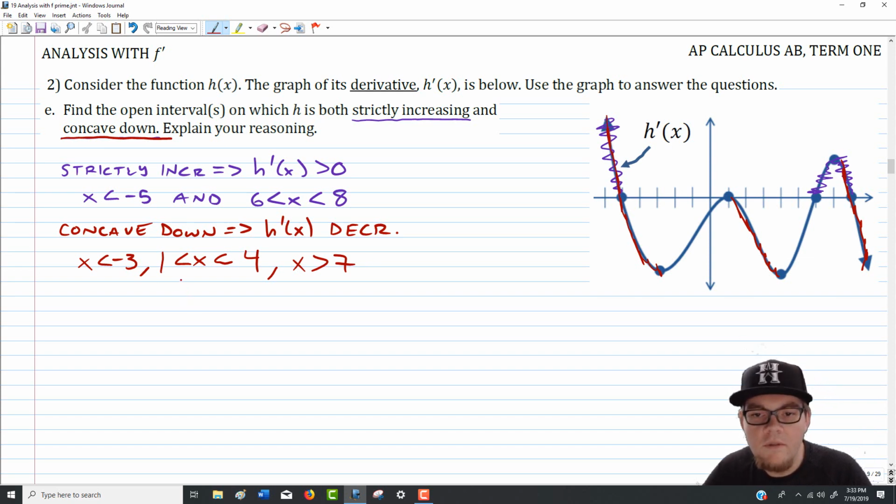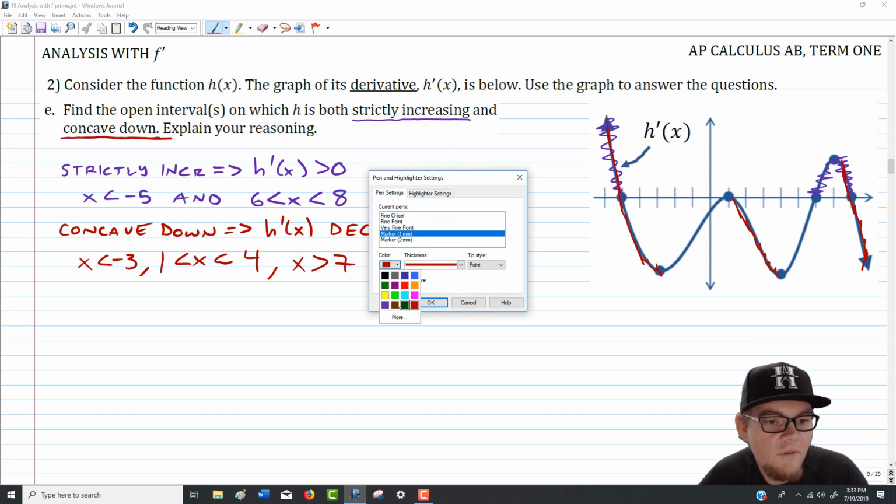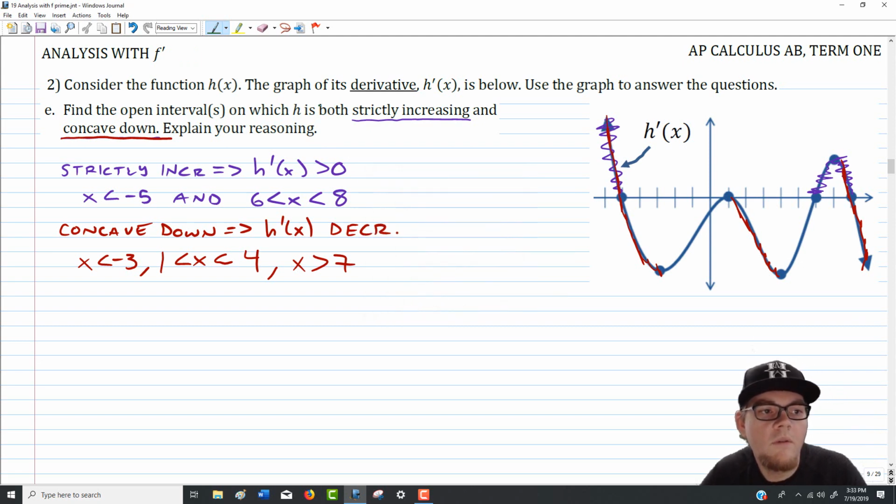So that's good stuff, that's a good start. But our problem here is that we haven't really identified what we were asked for. We want to find the intervals in which both of these things are happening. So what we're looking for is really overlap. Where do these regions overlap? Now the nice thing about using colors, we can clearly see on our picture where that overlap occurs. You can see that happens right there and also right there.